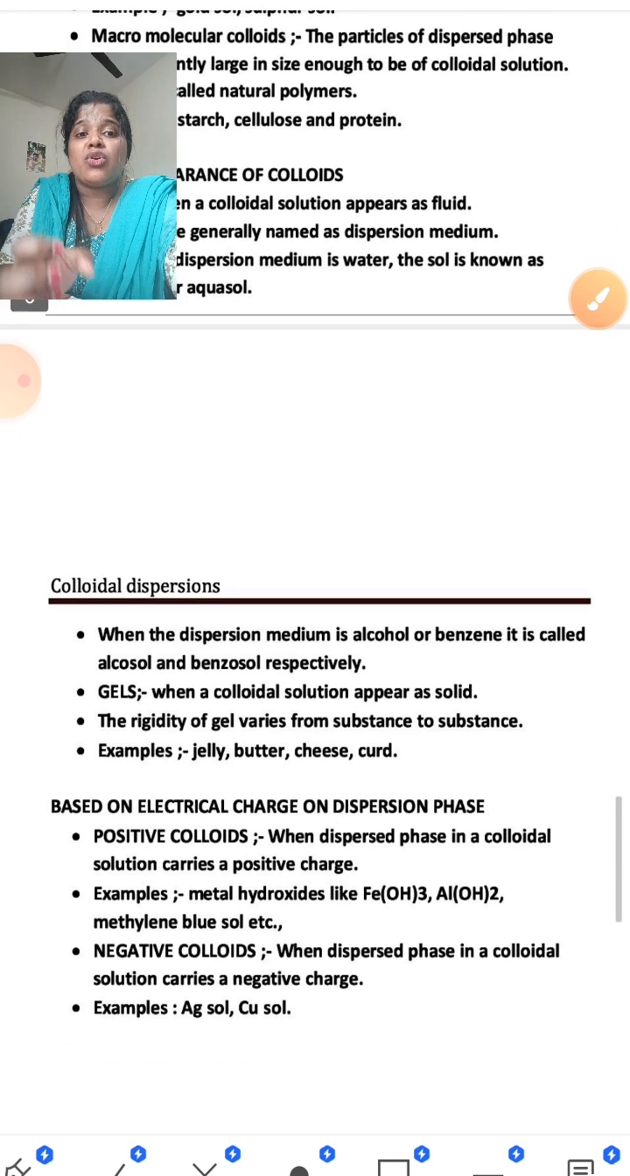Next, gels. When a colloidal solution appears as a solid, we call it a gel. When the colloidal solution is fluid, we call it a sol; when it is solid, we call it a gel. The rigidity of gels varies from substance to substance. You can give examples such as jelly, butter, and cheese.